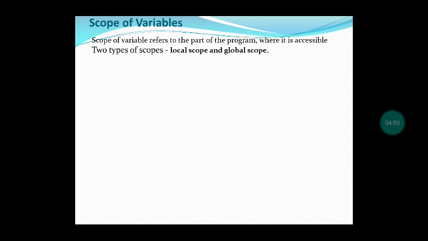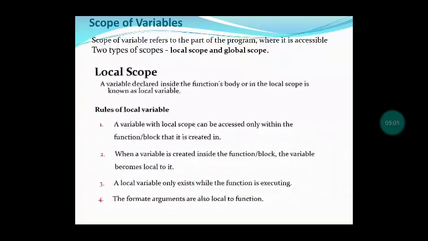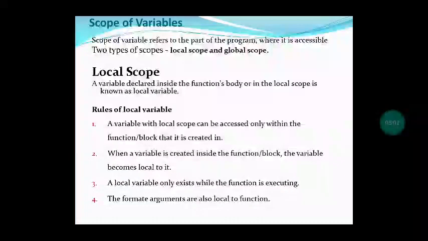Scope of variables means the part of the program where a variable can be accessible, within the block of code or outside the block of code or within the program. Like that it will be accessible. First we will see about the local scope. Local scope means it is declared inside the function body. That variable is called as local variable.